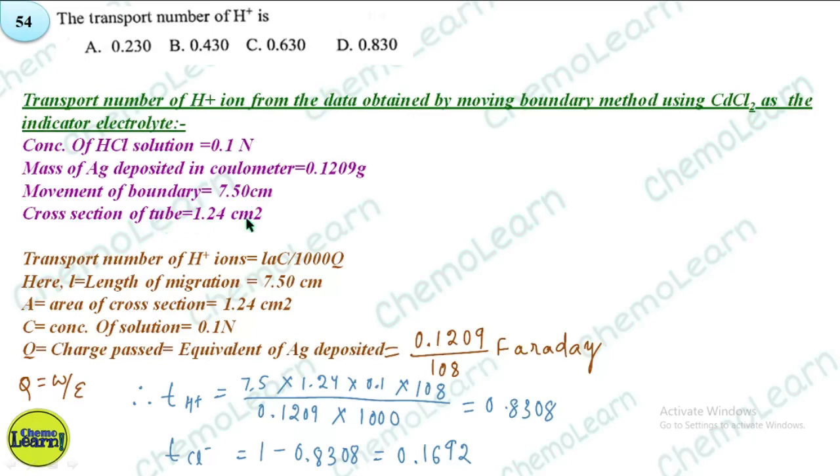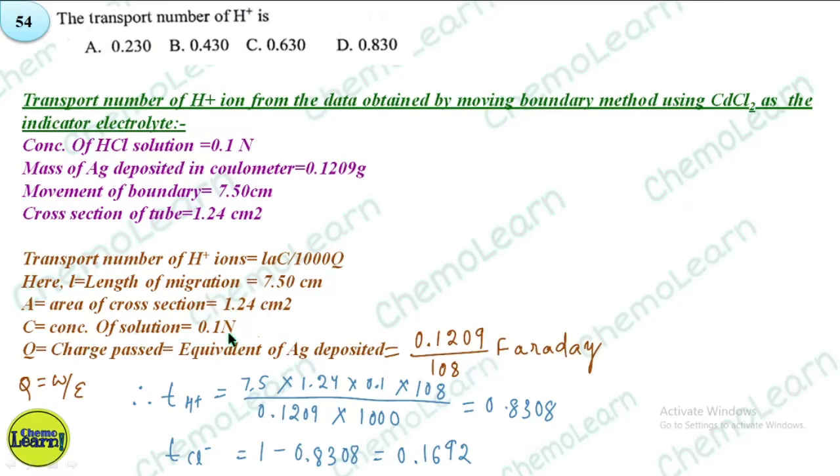So using this data, you can calculate the transport number of H plus, which is given by the formula LAC divided by 1000 Q. L is what? L is the length of migration, and it is given 7.50 centimeter. Small a is the area of cross section, that is 1.24 centimeter square. C is the concentration, that is 0.1 N.